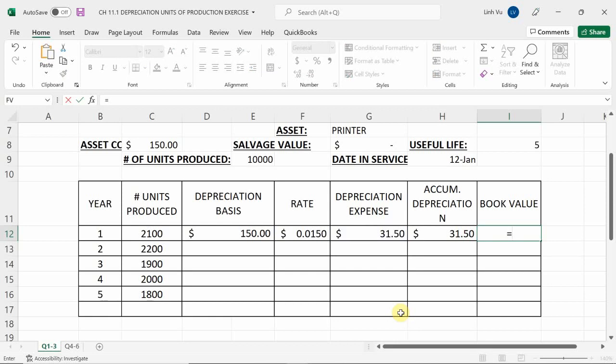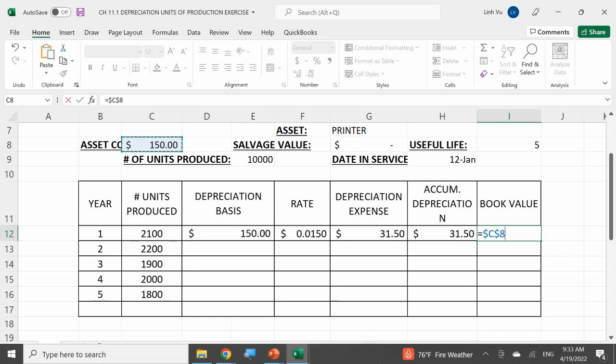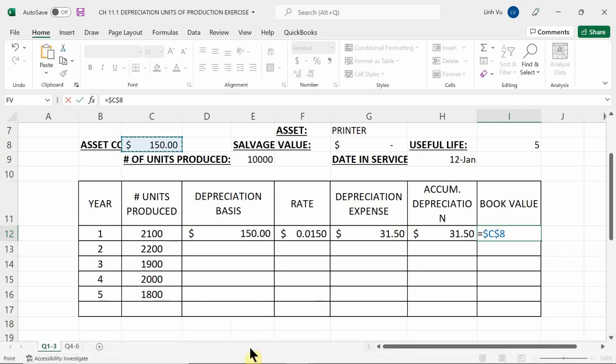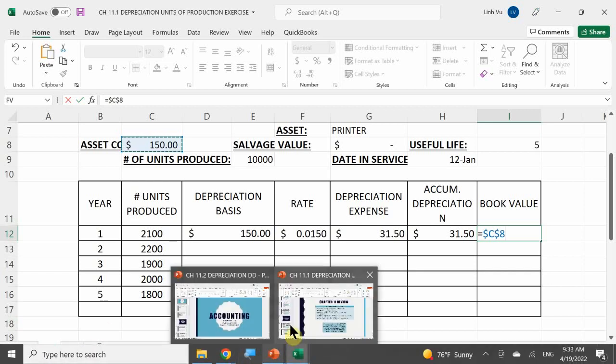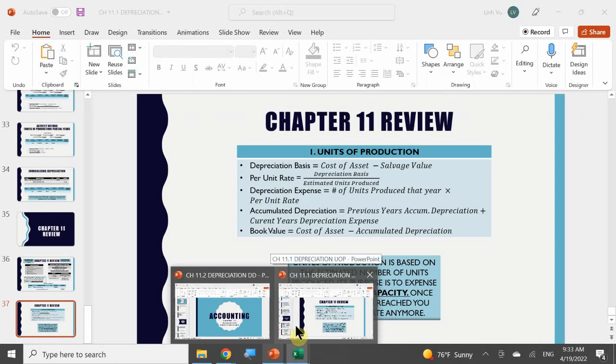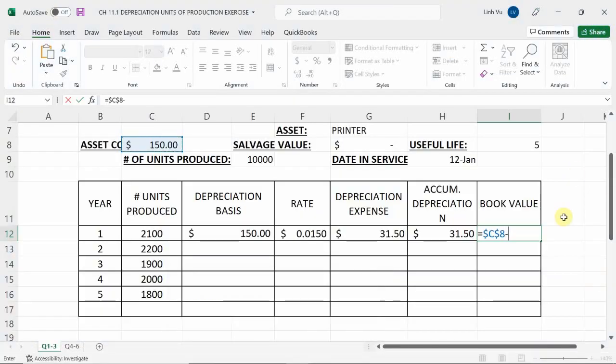How do I determine how much my printer is going to be at the end of the first year? How much value does my printer have now? Cost of asset minus accumulated depreciation. So it'll be the 150 minus 31.50. Correct. 118.50. Good. Okay. So let's determine the next one.